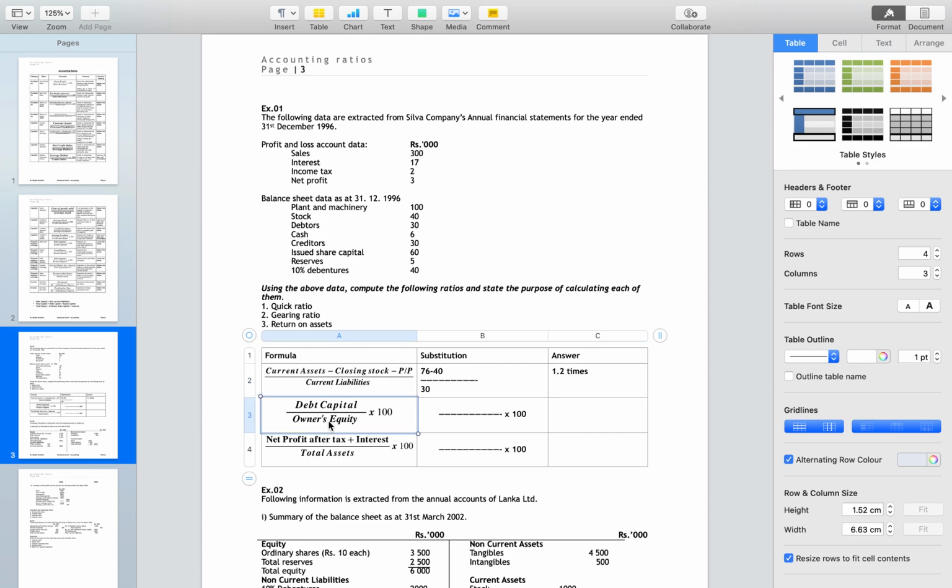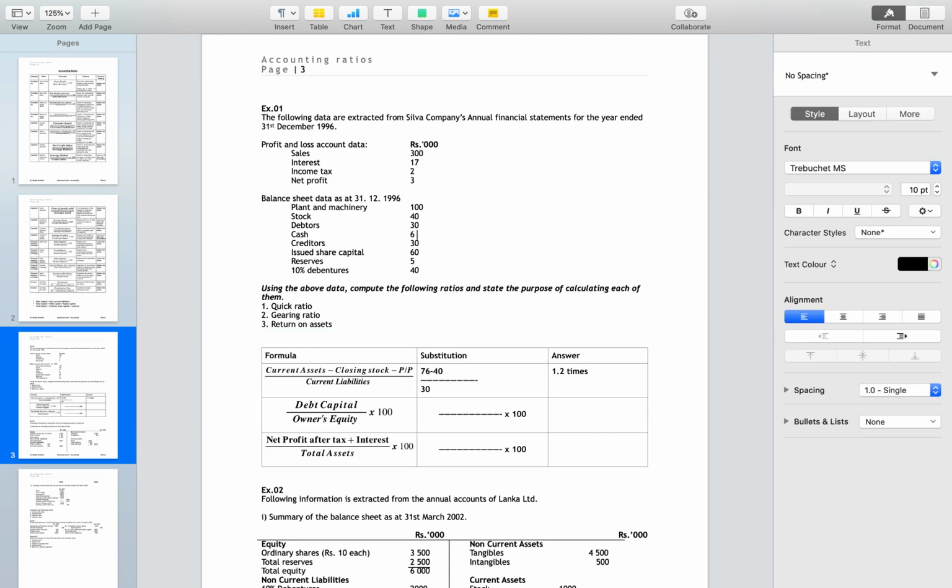Right, so next ratio over here. Again they are asking gearing. So what you do is look at the document, copy the ratio, and start searching. Debt capital. Now remember, debt capital in advanced levels is equal to non-current liability. So I'll put that down here.